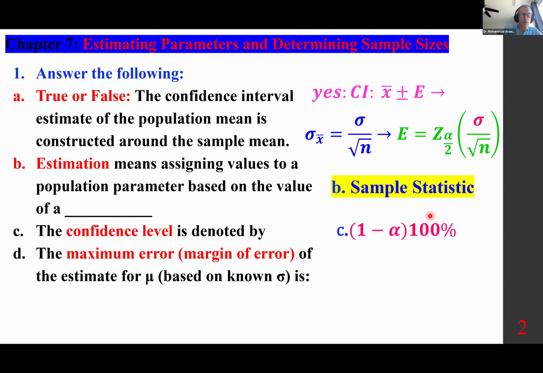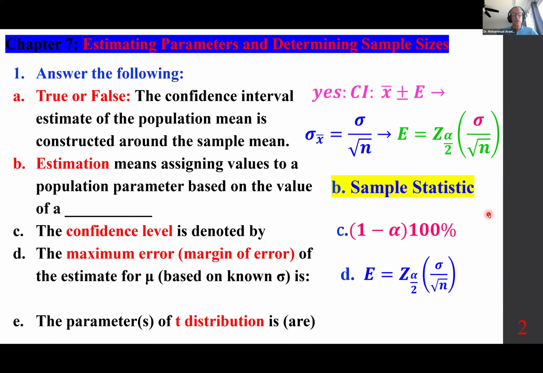The maximum error, also known as margin of error of the estimate for mu based on known sigma, is the formula that you have here: E equals Z alpha over 2 times sigma over square root of n. The parameter of a t-distribution is degrees of freedom, which is equal to n minus 1.